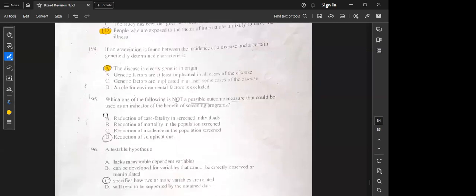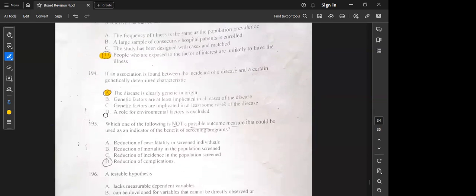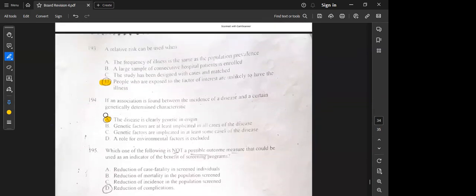For 193, what do the other MCQs define? I don't think they're a definition of something, but I'm not sure. I'm not too sure if anybody else has a.